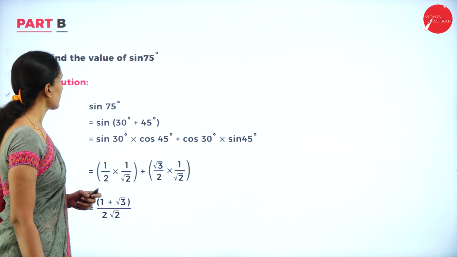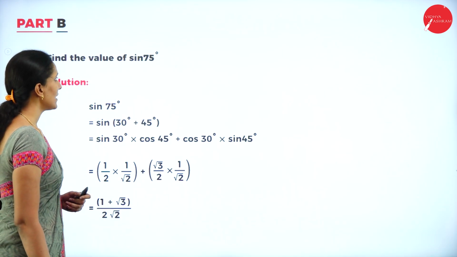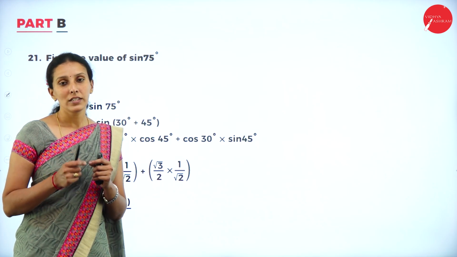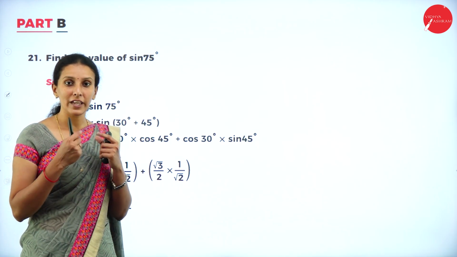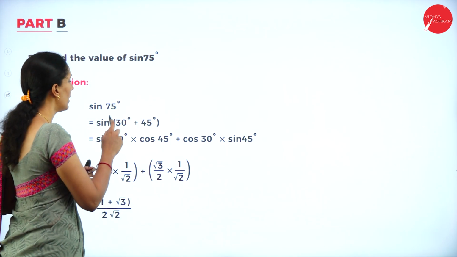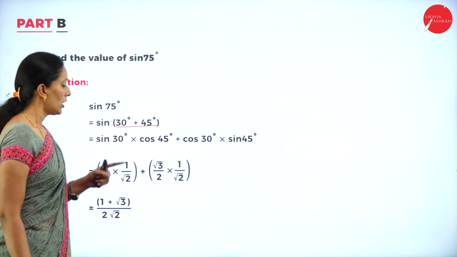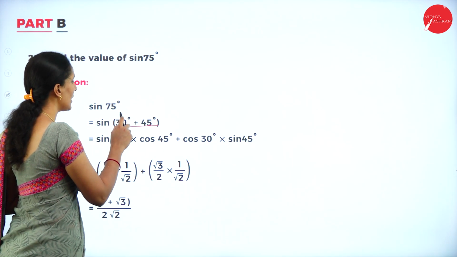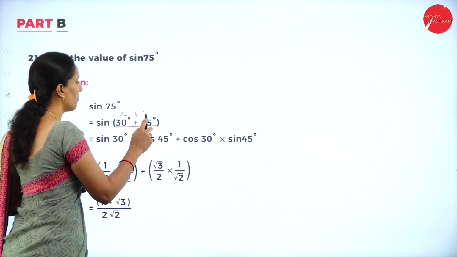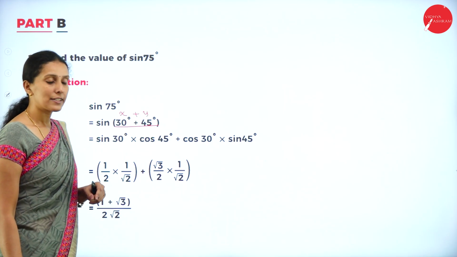Next one. Find the value of sine 75. We don't know the standard value of sine 75, but we can express it in the form of 30 plus 45. Now this is in the form of sine (x plus y). How will we write sine (x plus y)?